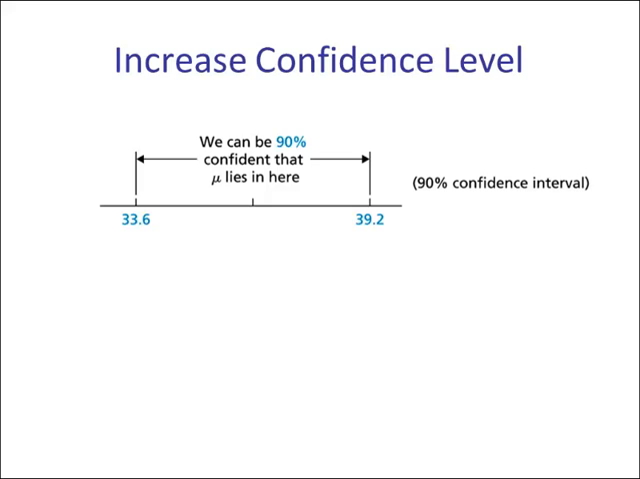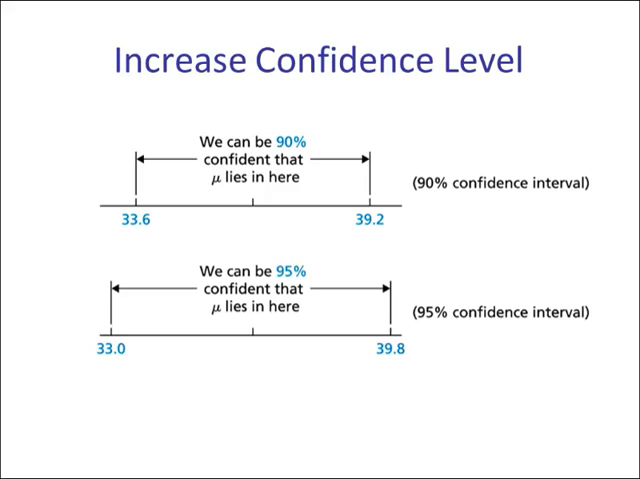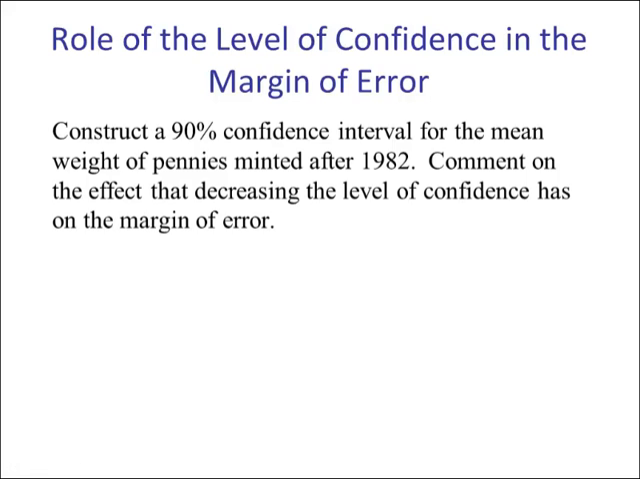Here is a 90% confidence interval for a population mean mu, and if we go to 95%, we see that our margin of error increases. We are more likely to catch the true mean, but the confidence interval is wider. Let's do an example. Construct a 90% confidence interval for the mean weight of pennies minted after 1982. Comment on the effect that decreasing the level of confidence has on the margin of error. This is the same example that we did in previous videos.